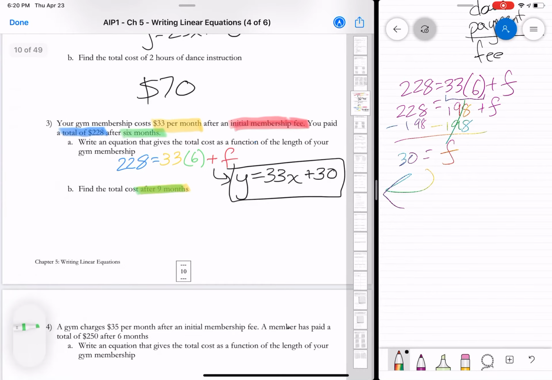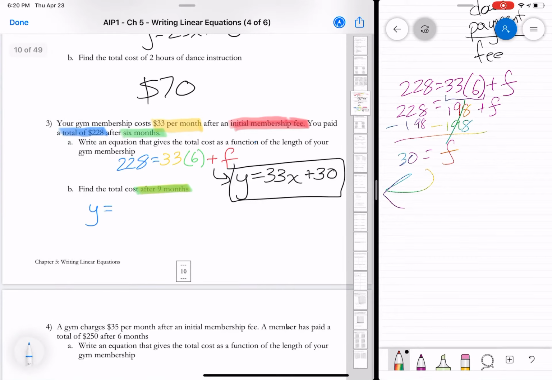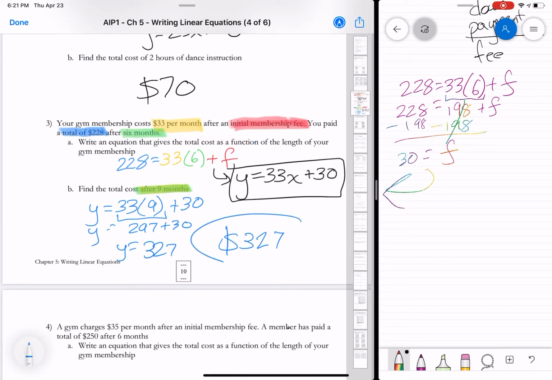Actually, let's make that green. It's after 9 months. All right, let's substitute it in. So we get y equals 33 times 9 plus 30, right? Because we know what that initial fee is now. So we get 297 plus 30. And then y equals 327. So it's $327.